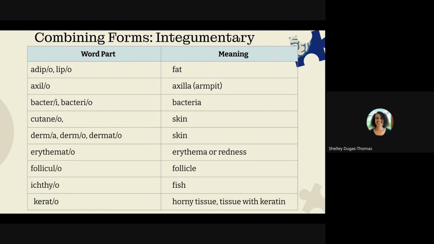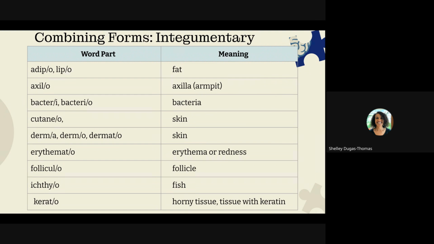Cutaneo, derma, or dermo, and dermato all mean skin. You'll see these used interchangeably depending on historical anatomical origins. For instance, subcutaneous versus dermatology. Erythemo means erythema or redness. An example is erythematous skin. Folliculo means follicle, the tiny sac from which a hair grows.